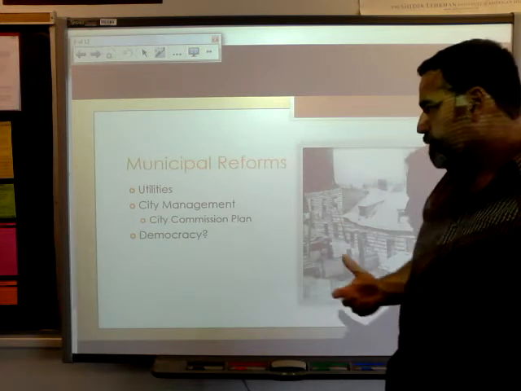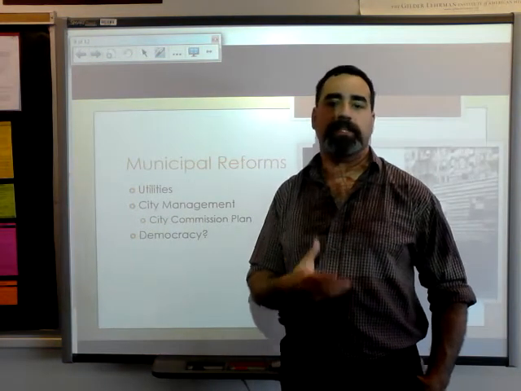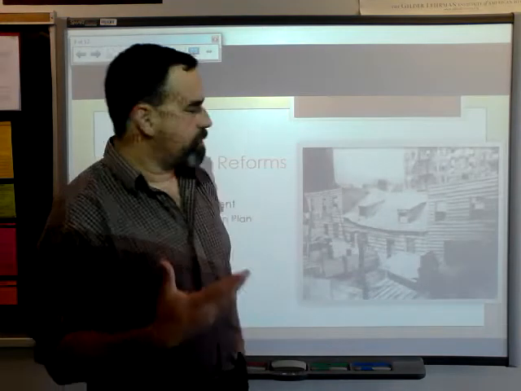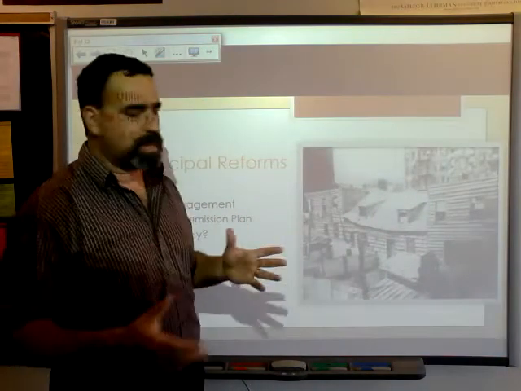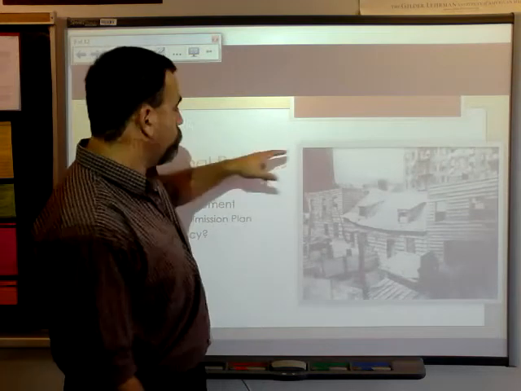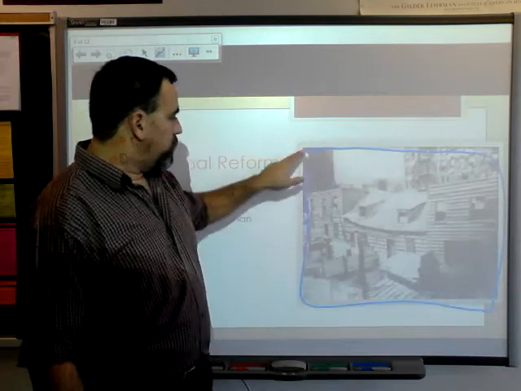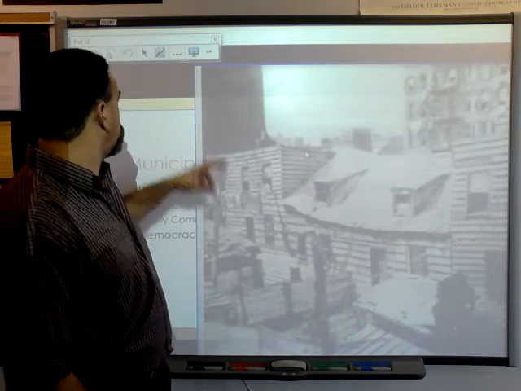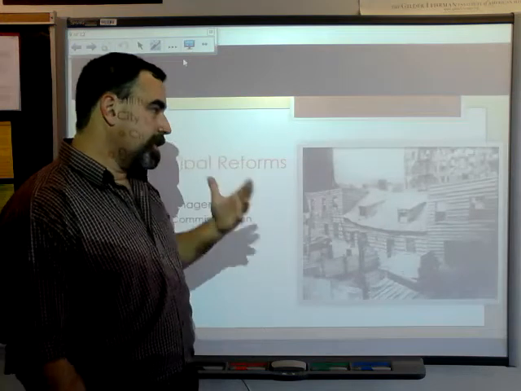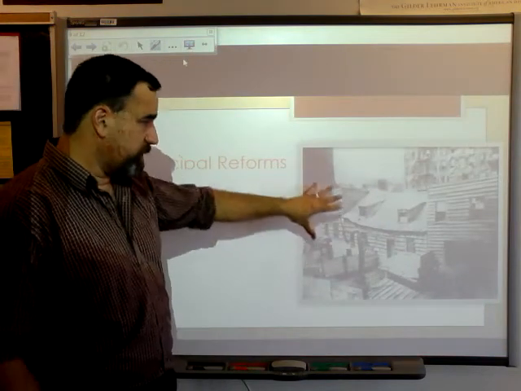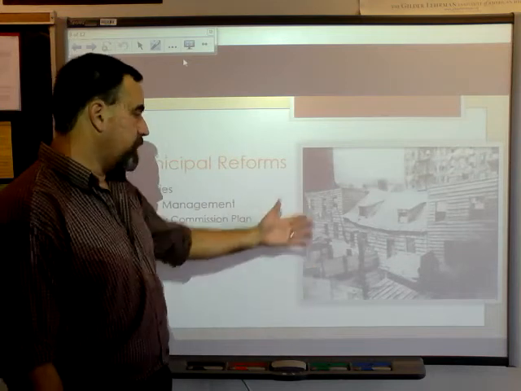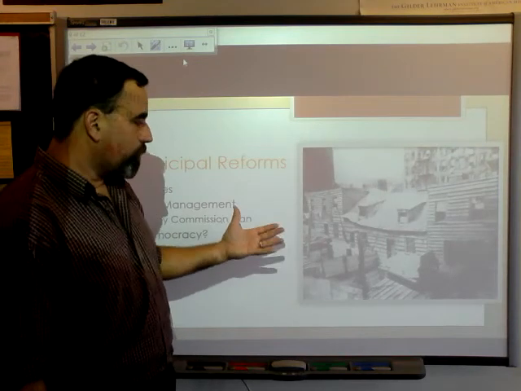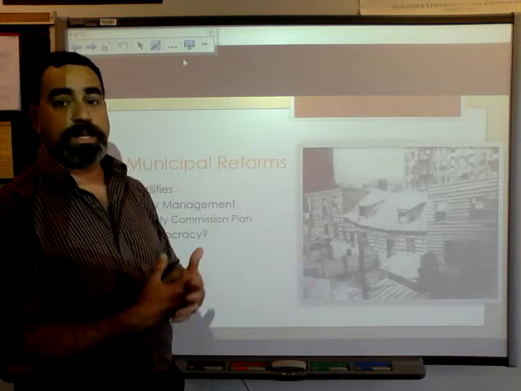Now, real quick, municipal reforms. Municipal reforms are reforms that happen at the local level, at the city level, where city councils step in and make their own reforms and put them together just at their local level. It doesn't have a state impact. And as you can see, this is an image of one of the slums in New York City, and you can see these dilapidated living conditions and a really bad situation here. It is clear that the city needs some attention. This kind of situation is not just immoral and inhumane to have people living like that, but it's also unsafe. You can imagine what would happen if there was a little fire, or the diseases that are going to develop in this area. Something needs to be done at the city level.